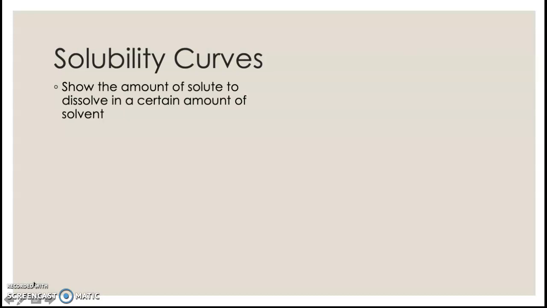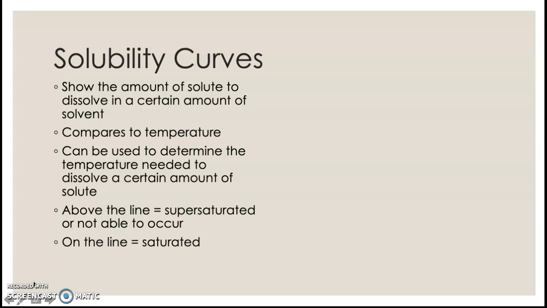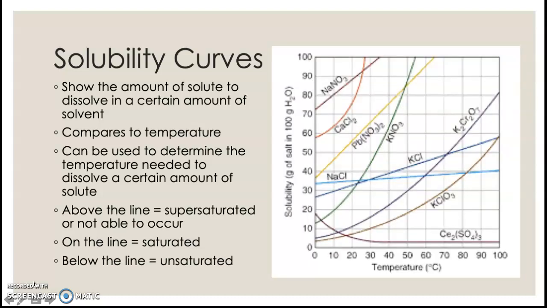Now, solubility curves show us the amount of solute that is able to dissolve in a certain amount of solvent, okay? And it compares that amount to temperature. These can be used to determine the temperature needed to dissolve a certain amount of solute. If we look above the line, we have a supersaturated solution, or the solution would not be able to occur. If we are on the line, we have a saturated solution, and if we are below the line, we are unsaturated. Now, this is going to make sense when we look a little bit more closely at this picture.